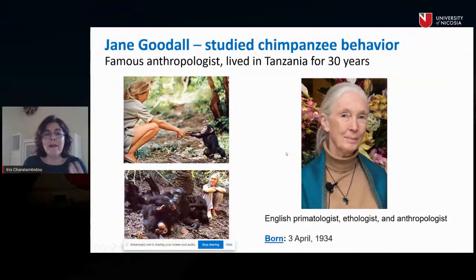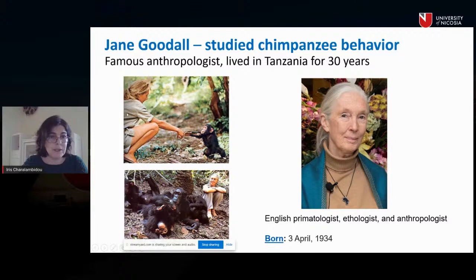So another topic that is actually compared between humans and chimpanzees is the behavior of chimpanzees. I don't know if any of you are aware or if you have ever heard of this very famous anthropologist. Her name is Jane Goodall. She lived in Tanzania for 30 years.